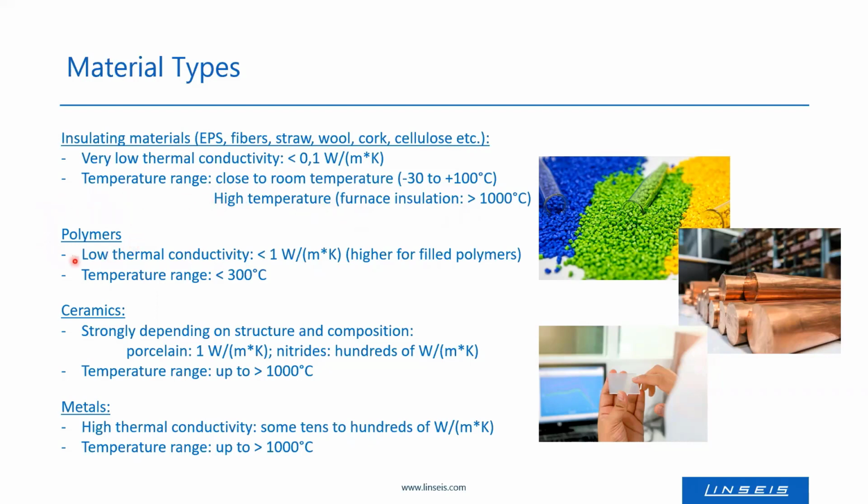Polymers usually have thermal conductivities much lower than 1 watt per meter Kelvin, and polymers are used mainly below their decomposition and melting temperature, which is usually much lower than 300 degrees centigrade. Ceramics have thermal conductivities strongly depending on their structure and composition. For example, porcelain has a quite low thermal conductivity of 1 watt per meter Kelvin. And nitrides may have high thermal conductivities of hundreds of watts per meter Kelvin, like, for example, boron nitride.